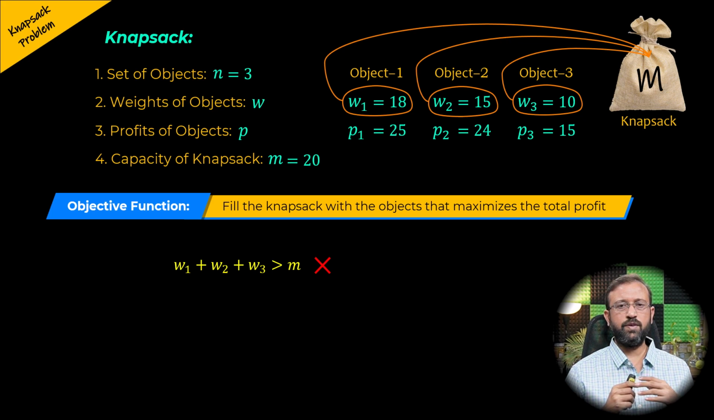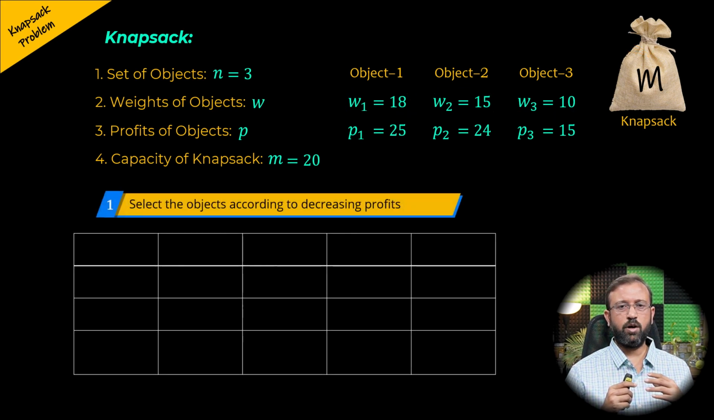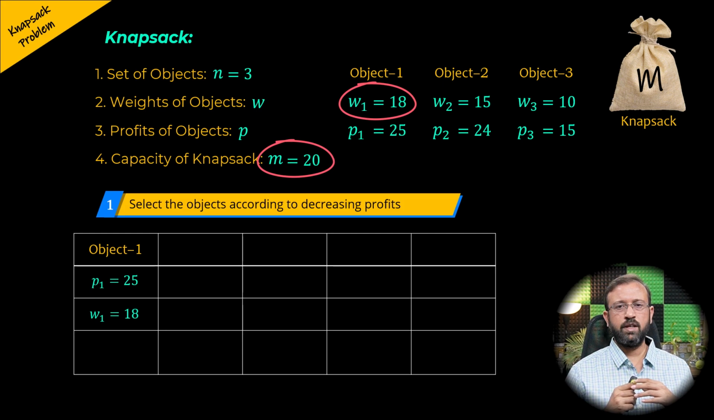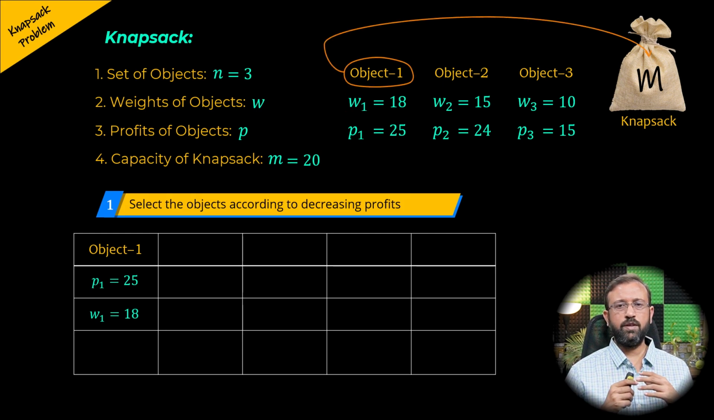So we will look at the first greedy strategy of selecting the objects according to decreasing profits. Therefore, we will select object 1, which has the highest profit. The weight W1 of object 1 is 18 and the capacity M of the knapsack is 20. Therefore, the knapsack can be filled with the whole of object 1. Once the knapsack is filled with object 1, the remaining capacity will be M minus W1, which is 20 minus 18. So, the remaining capacity of the knapsack will be 2.